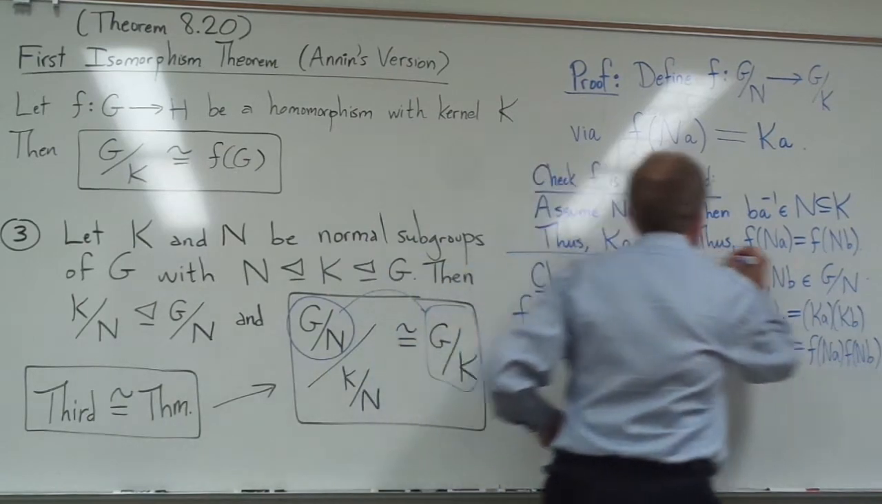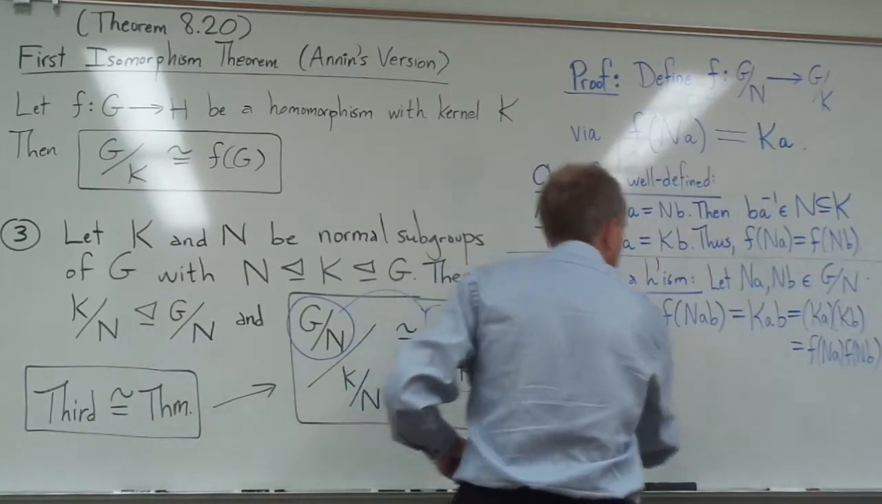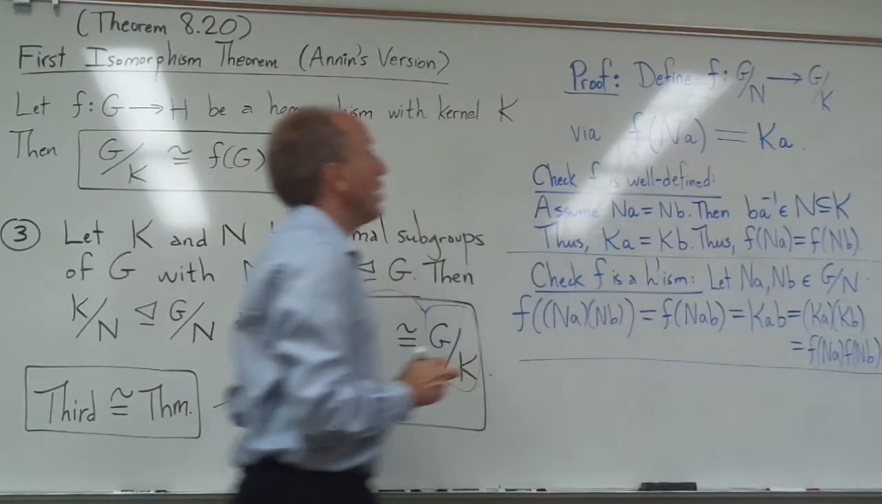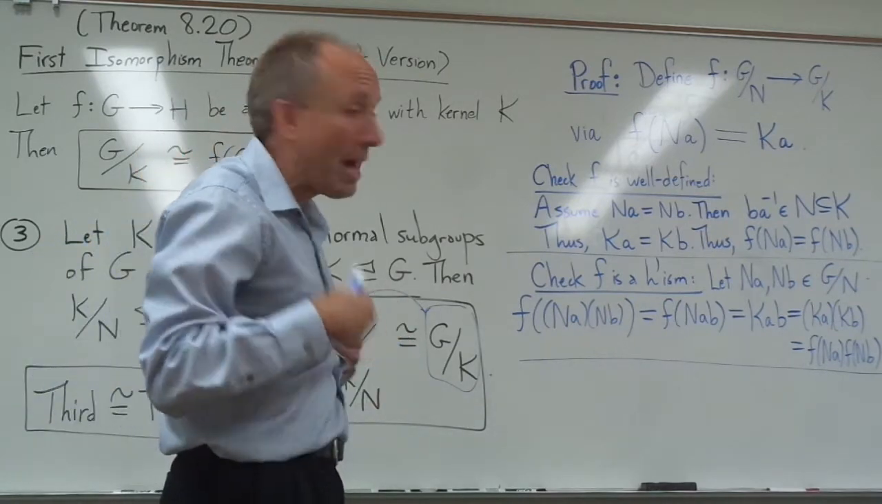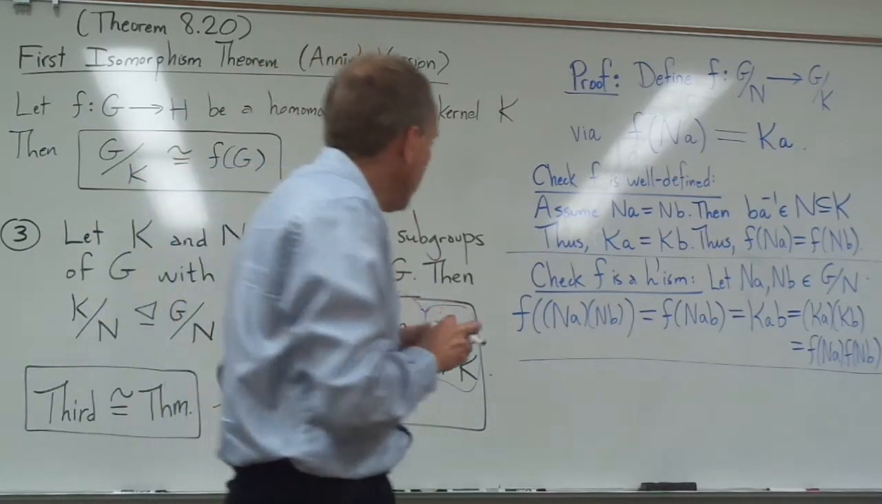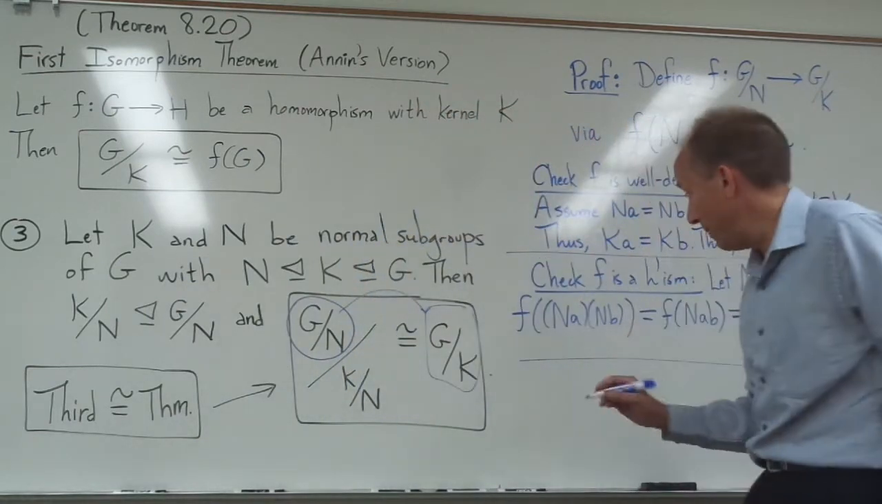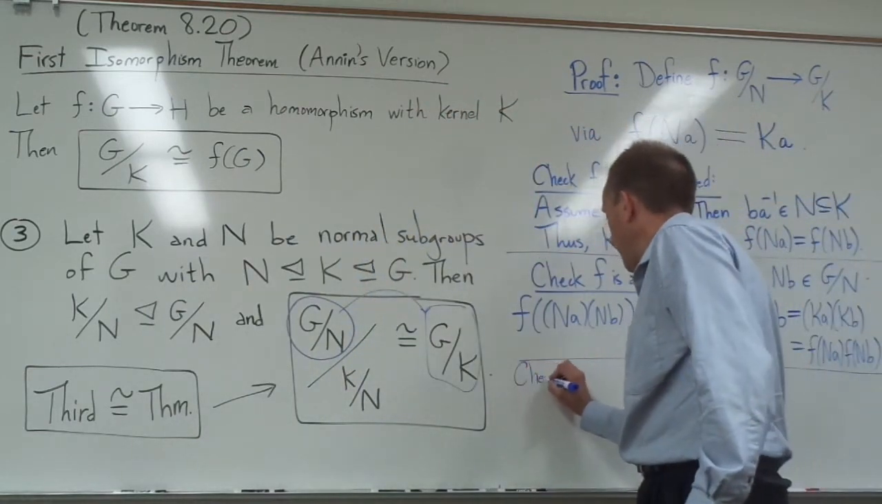I hope that you can read all of this stuff. I'm trying to save my space just a little bit here. Okay, so we have a homomorphism. Let's figure out if it's onto or not. I'm claiming that f is onto.